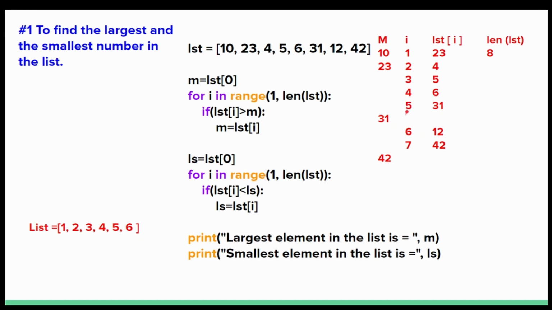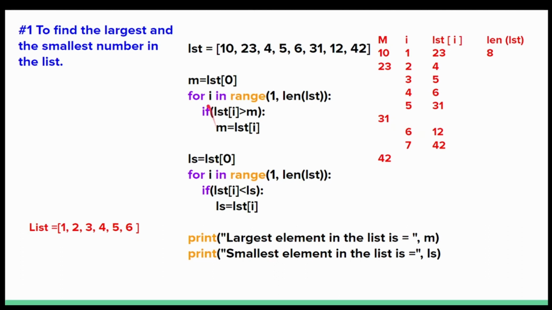So in this way we have reached till fifth element, and fifth element is what? Fifth index number element, sorry. Which is greater than 23, means 31 is greater than 23, so 23 will be replaced by 31. Now m is having 31. Again I'm checking 6 index value, which is equal to 12, and 12 is not greater than 31, so this replacement will not happen. Now again I'm checking the last element, which is equal to 42, and 42 is greater than 31, so 42 will be stored into m.